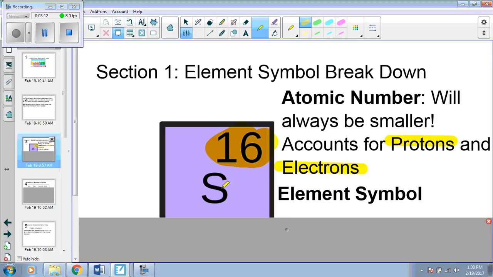Next up, the element symbol. Okay, as you guys see looking at the periodic table, sometimes you're just going to have 1 letter, other times you're going to have 2 letters, and now we're getting into the 3-letter elements, especially as we continue to explore the periodic table.